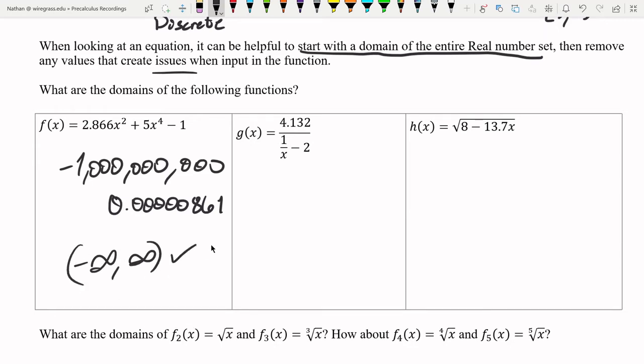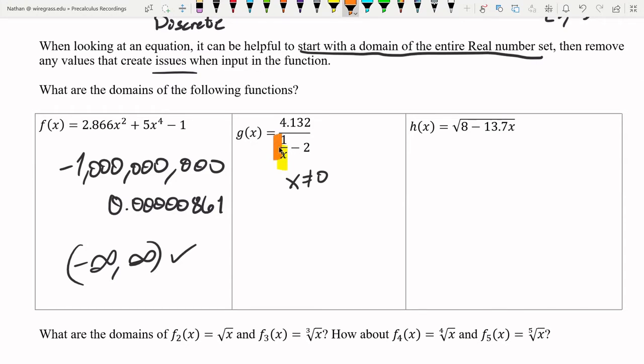So that's the domain. Now for this next one, again, start with the entire real number line, and then ask, are there any issues here? Well, hopefully in this one you see that if x equals 0, we have 1 divided by 0. So we know that x cannot equal 0. Now, that's this first little fraction. There's actually another fraction, right? We look at this one.